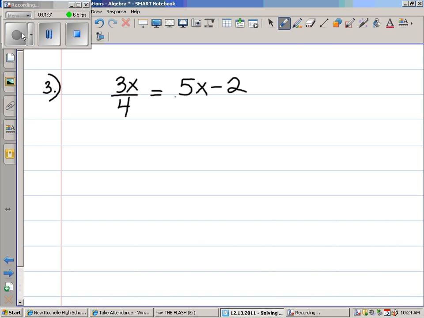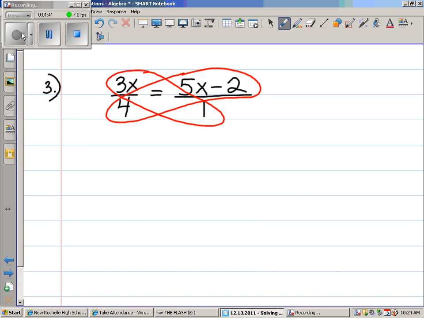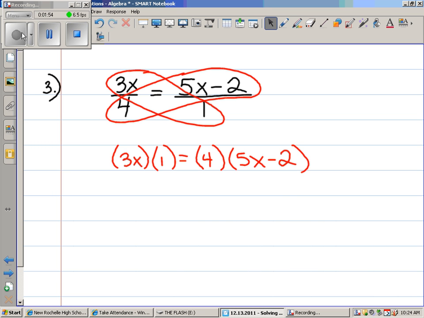Yeah, because there's an imaginary 1. Alex, you are so smart, buddy. Yep, definitely. So here we go. So we'll cross multiply now. It's just 3x times 1 equals 4 times 5x minus 2. It's going to stay 3x on the left.